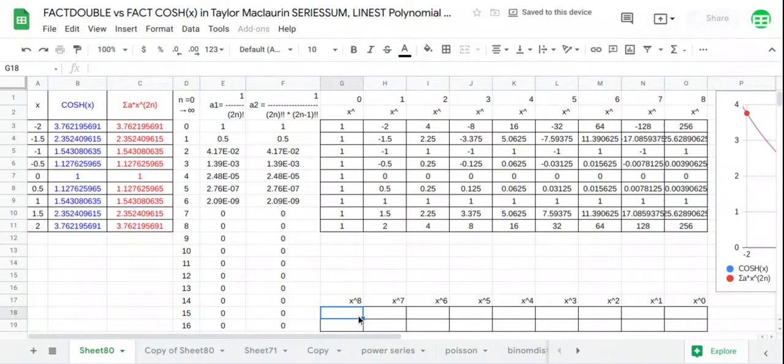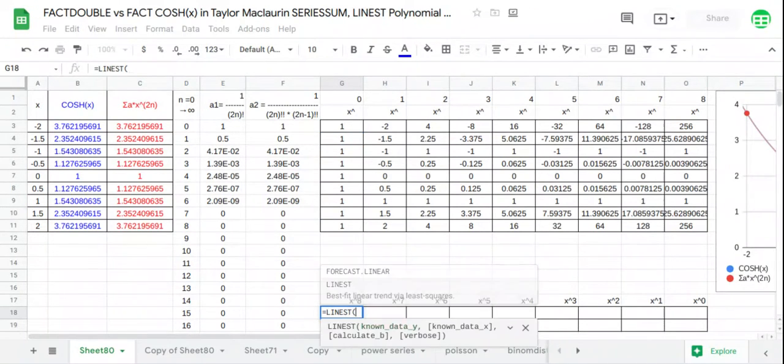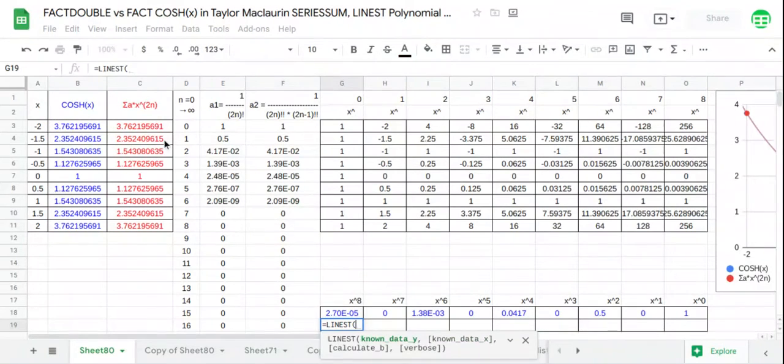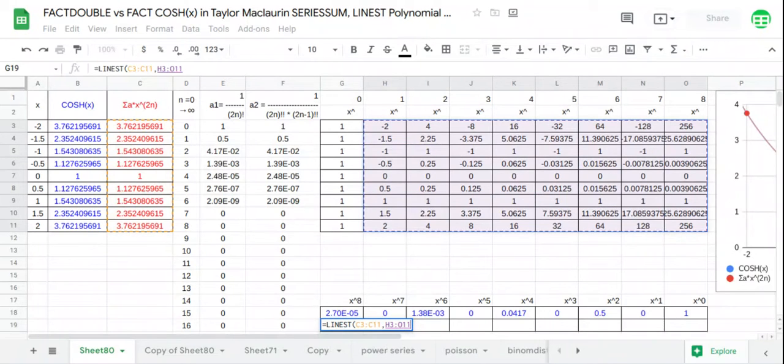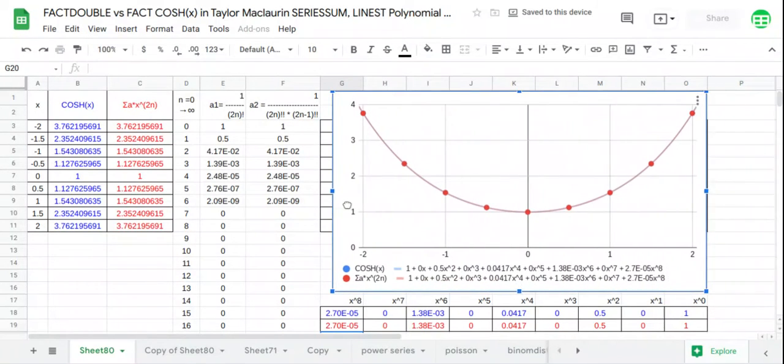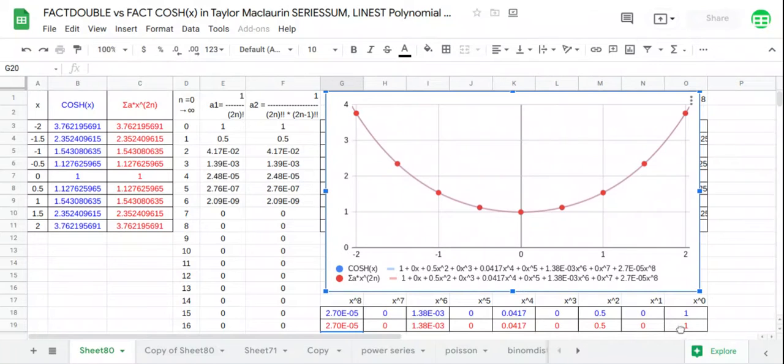Now we can use LINEST. LINEST of the functions theta y, that's hyperbolic cosine, and theta x. Next, the expansion. LINEST, theta y, and theta x. So these are our polynomial regression coefficients. Let's compare that with the chart.